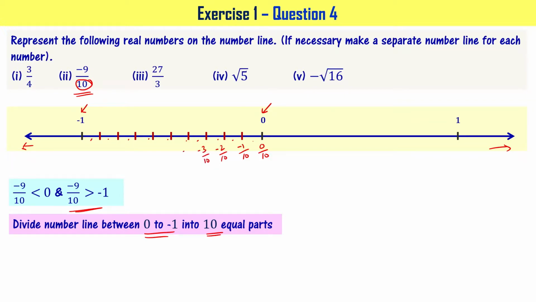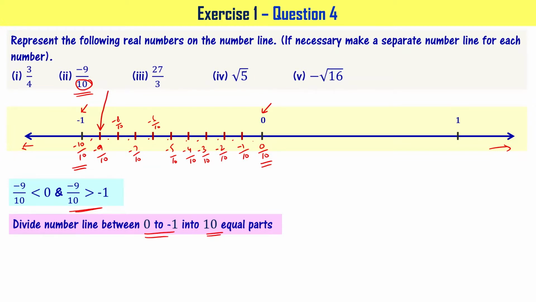Right? -4/10, -5/10, and this is -6/10, -7/10, -8/10, -9/10, and this is -10/10. Look at this, 0/10 is 0 and -10/10 is -1, right? So the number we are asked to represent is -9/10, that is here. Let me mark that. Got it?